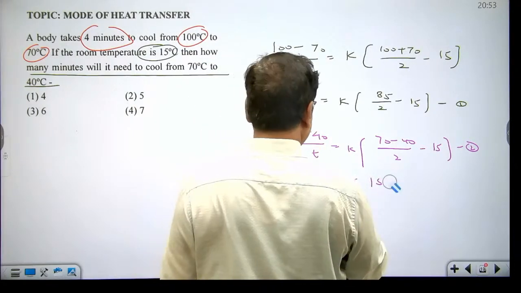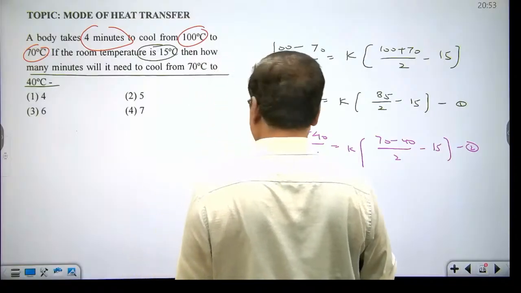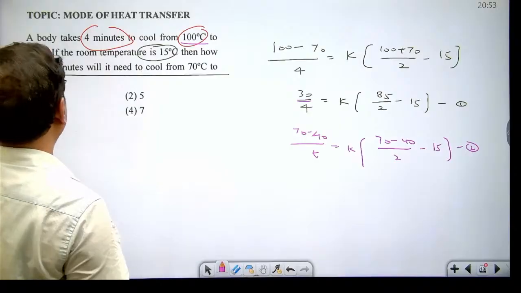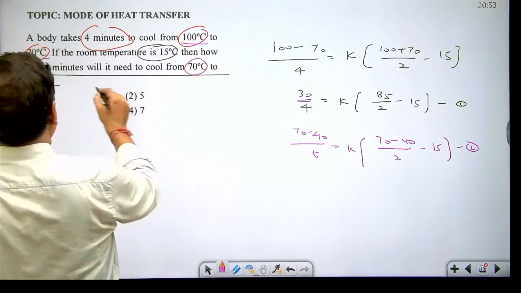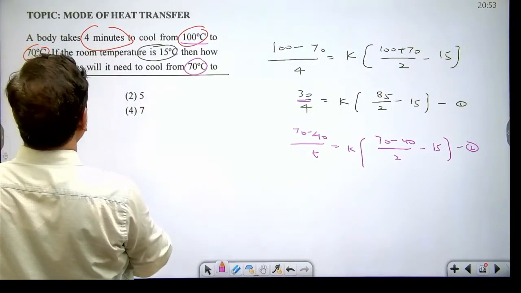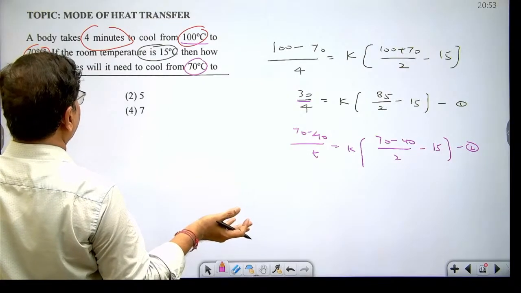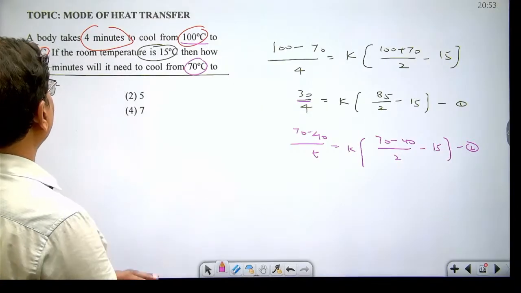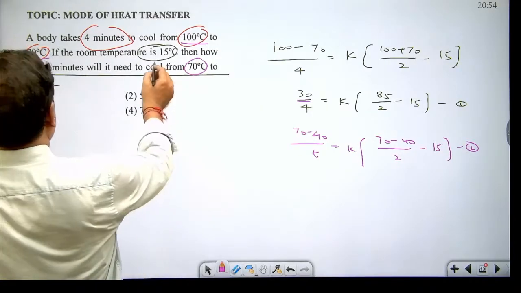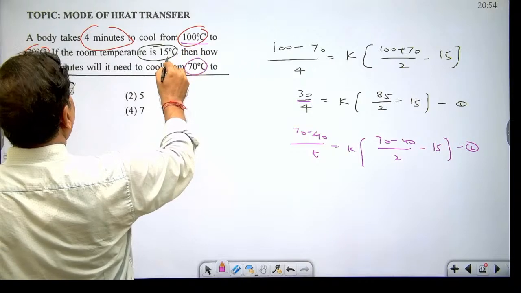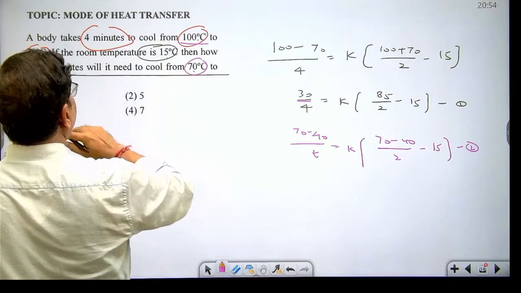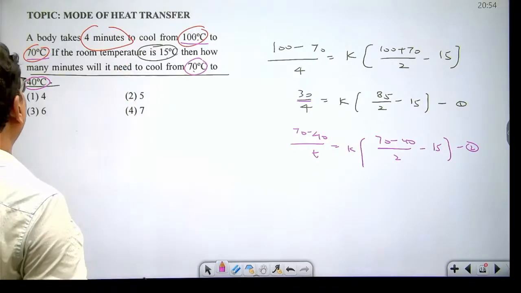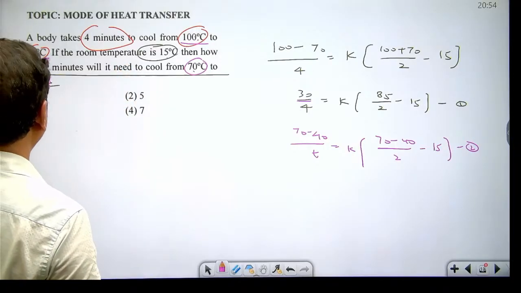So this approximate method will not work directly. Here, how much is the temperature difference? 100 minus 70, 30. And 70 to 40, this is also 30 degrees centigrade. But the temperature difference between body and surrounding: this is 100 minus 15, 85, and 70 minus 15, this is 55. So the temperature difference is lesser, so the time taken will be more.